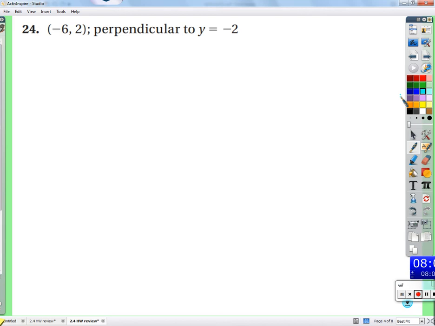Got a point there. We need a line perpendicular to this line. Now this line, y equals a number, what kind of line is that? It's straight across, horizontal. It's not vertical, it's horizontal. Just to remind you, look at the xy plane, the x-axis and the y-axis.